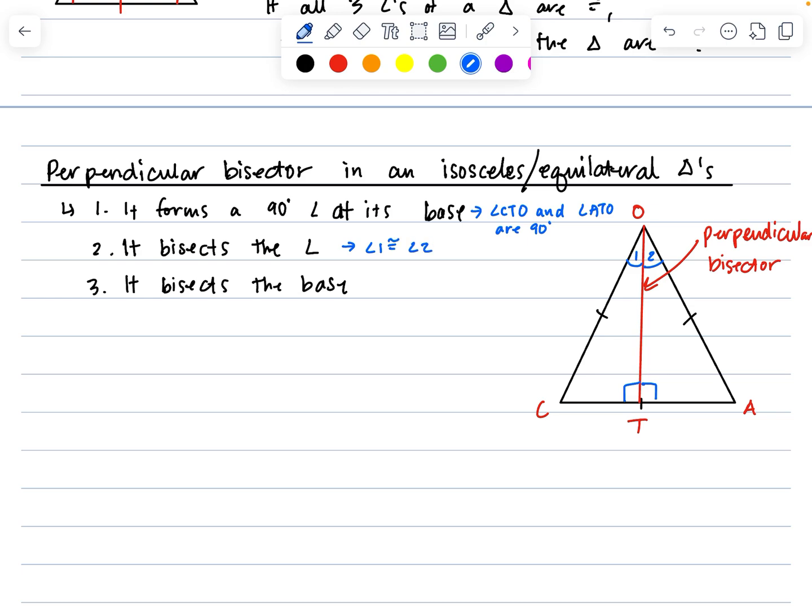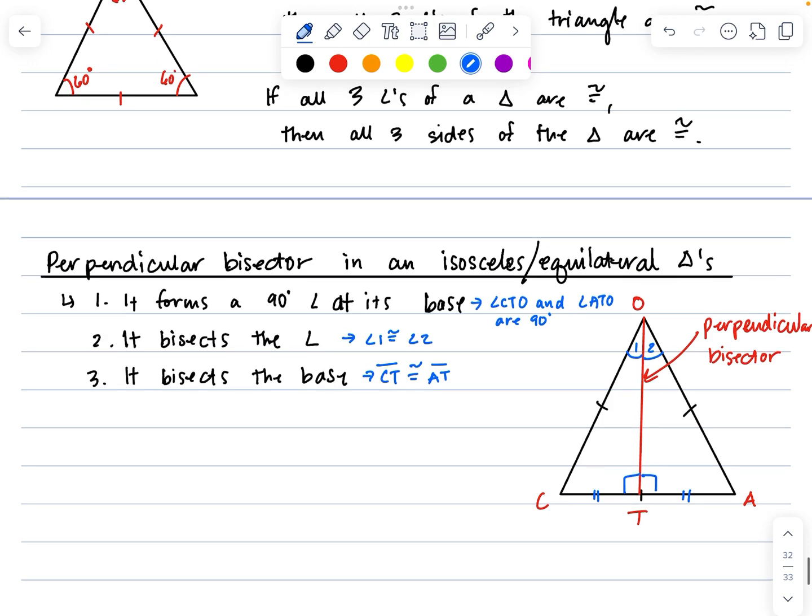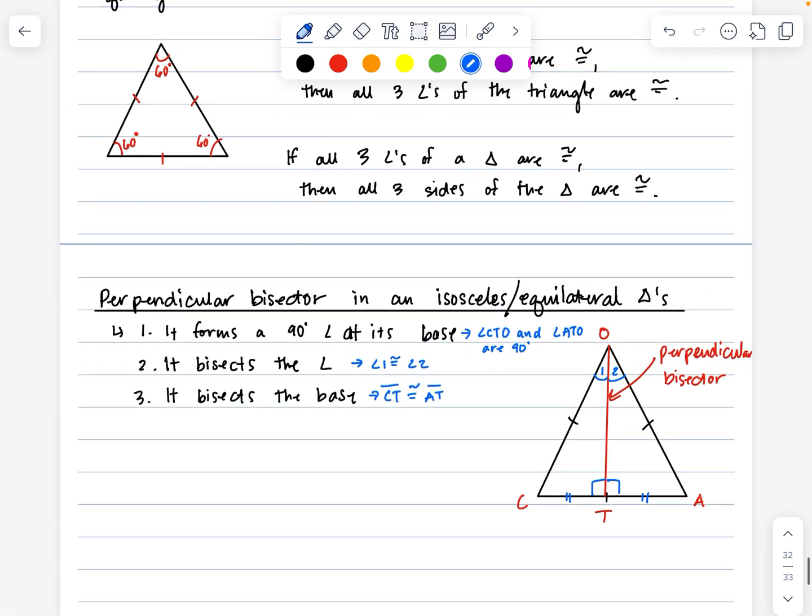That means angle 1 is going to be congruent to angle 2. And then last but not least, it's bisecting the base. So that means we have two congruent segments here. I'm putting two ticks because these already have one tick and one tick. So we could say CT is going to be congruent to AT. Okay? And now we have what perpendicular bisectors do to isosceles and equilateral triangles. Remember, it is both of these things. If it's equilateral, it will work as well. I made it equilateral. If it's isosceles, this will work as well.